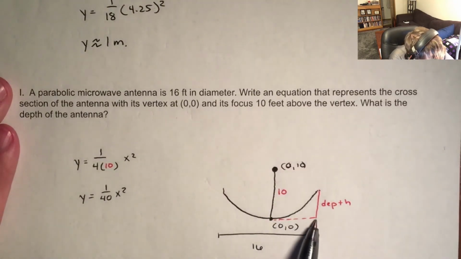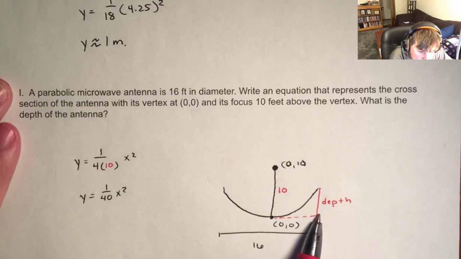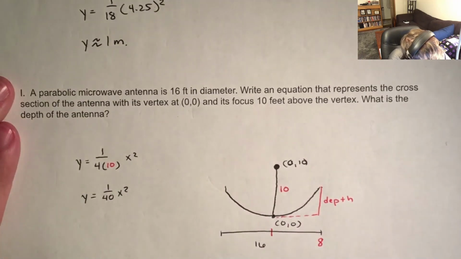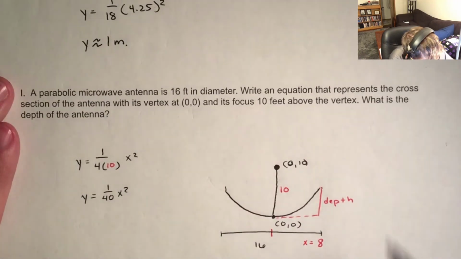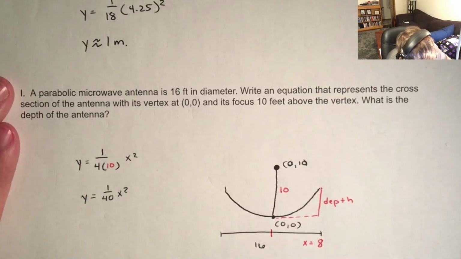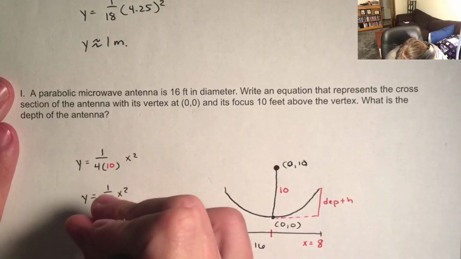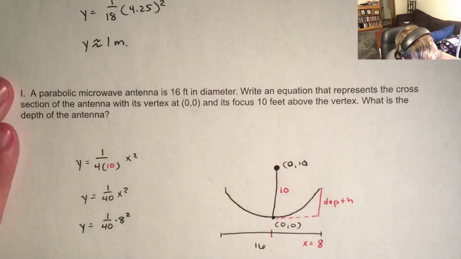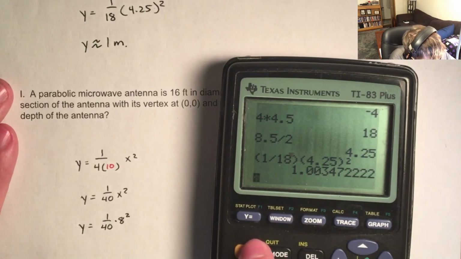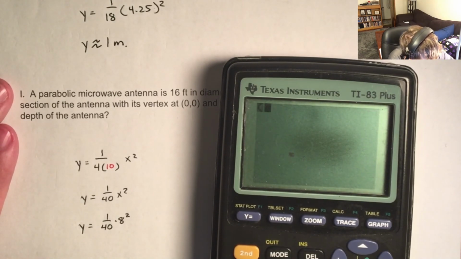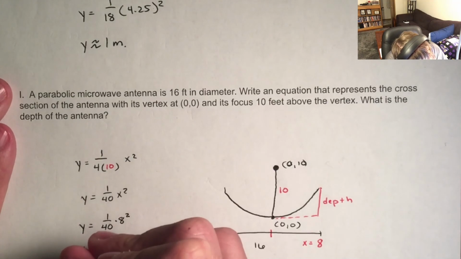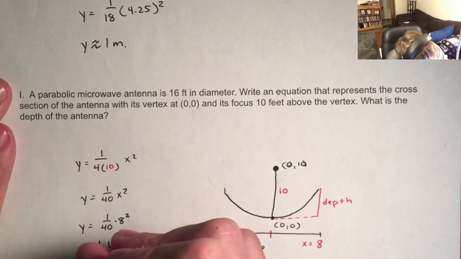I have to figure out what x value correlates with this. Again, if this whole thing is 16 and this is (0, 0), this is the value x is equal to 8. So if x is equal to 8, we can just plug that in. So this is going to be 1/40 times 8 squared, which is 1.6. So this thing has a depth of only 1.6 feet.